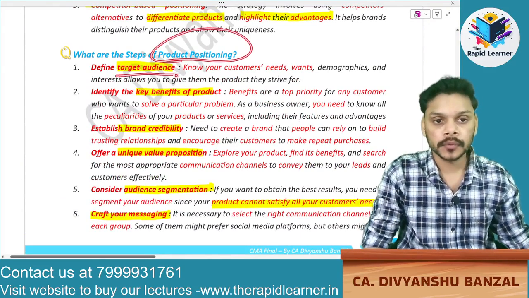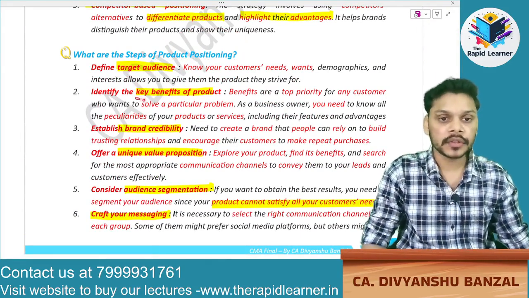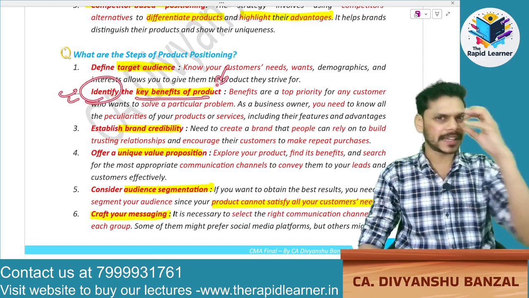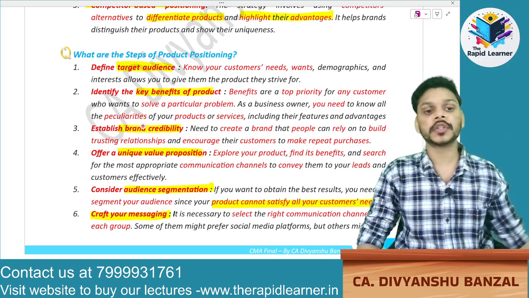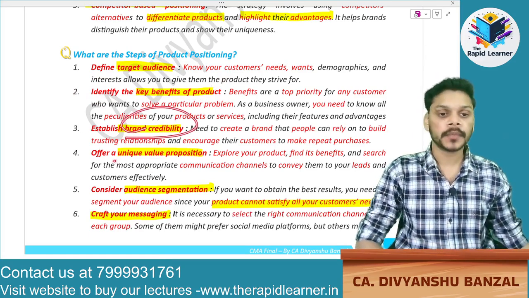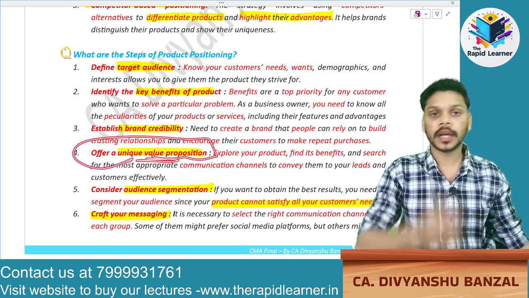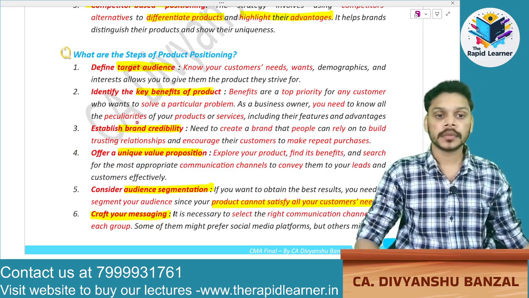First one is we have to target our audience. Second one is key benefit of the product. Identify the key benefits, or we have to identify the characteristics that will create a value for the customers. Now we have to create a brand. Fourth one is offer a unique value proposition. You should have a value in your product.